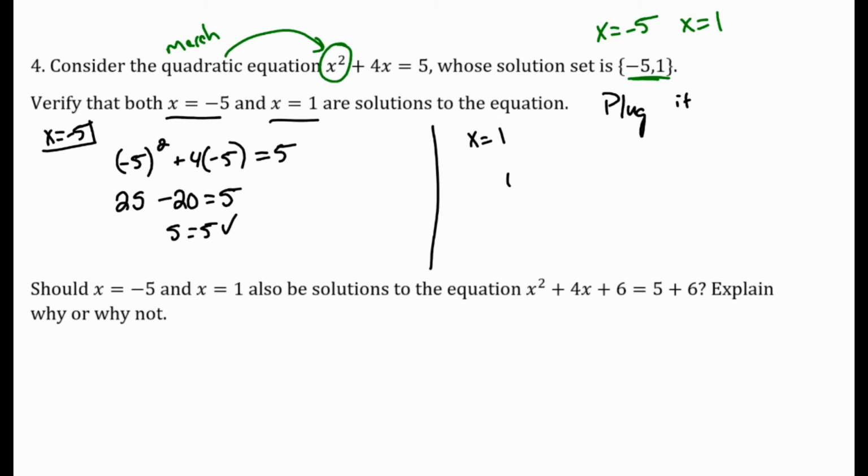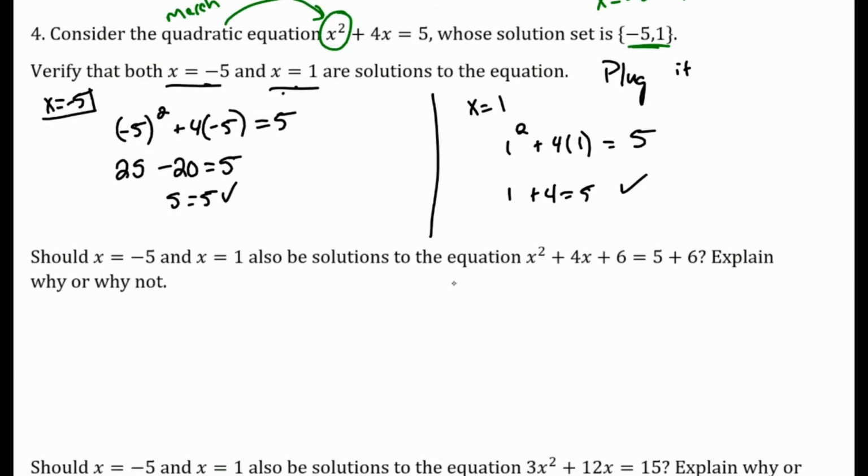What about 1? 1 squared plus 4 times 1, does that equal 5? 1 plus 4 equals 5. That's the true statement to me. So they are solutions. This equation has 2 different solutions, -5 and +1. They both make it true.